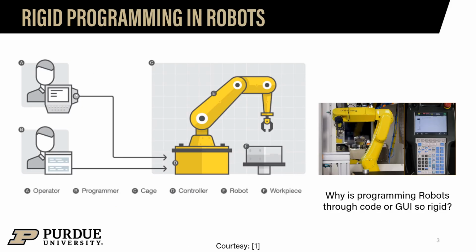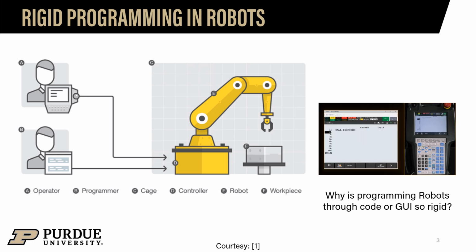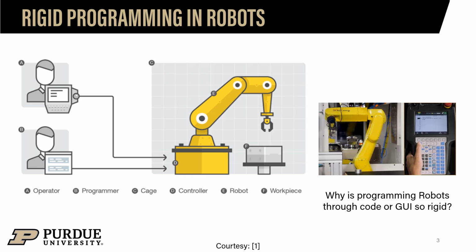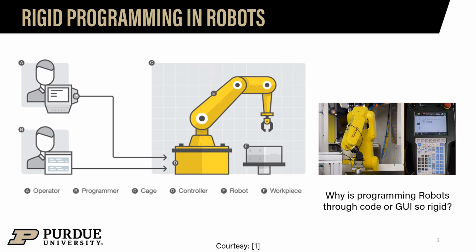However, most of these robots operate in rigid scenarios where programming the robot is done either with a pendant that has a GUI or using code. Both these methods are very rigid in how a human communicates with a robot through programming. As you can see in the video, it takes around 2 minutes to make a robot move from one position to another to pick and place an object in industrial settings.